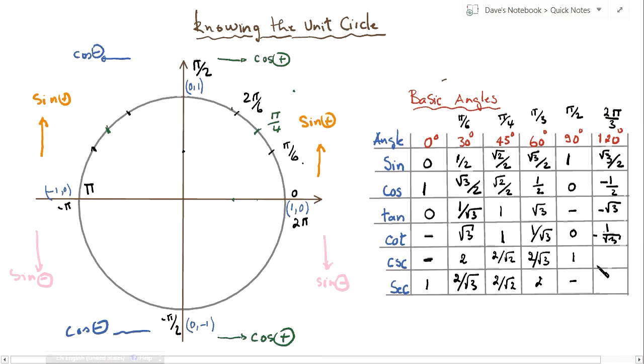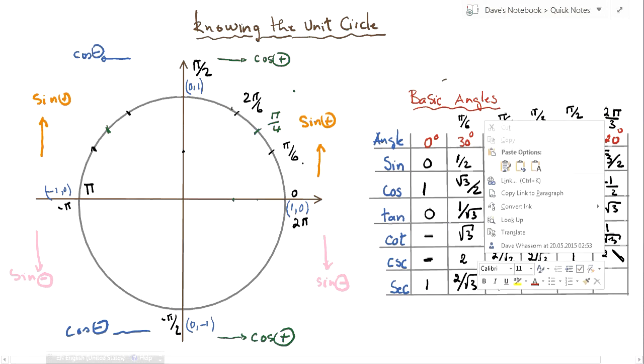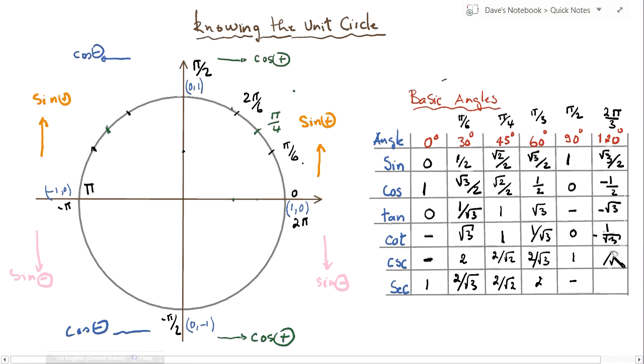And the cosecant will be 1 over the sine. 1 over the sine is going to give us 2 over square root of 3. And the secant will be 1 over the cosine. That's going to give us minus 2.